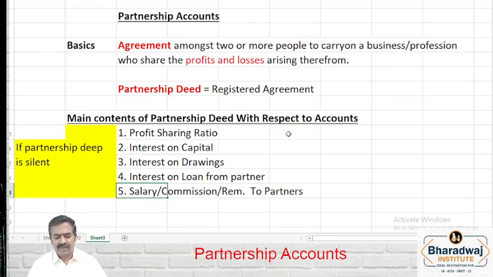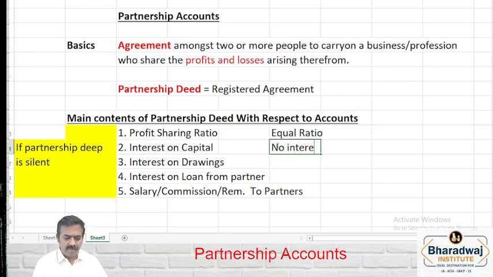What will happen? Profit sharing ratio. Let us assume A, B, C contributed capital of 30 lakhs, 40 lakhs, 30 lakhs. The partnership deed does not say anything about the profit sharing ratio. What will happen now? Will it be shared in capital ratio? No. The law says equal ratio. Don't take capital ratio. Take equal ratio.